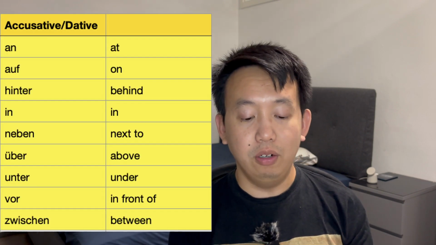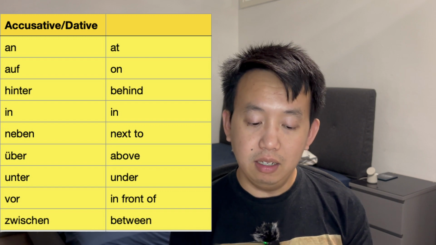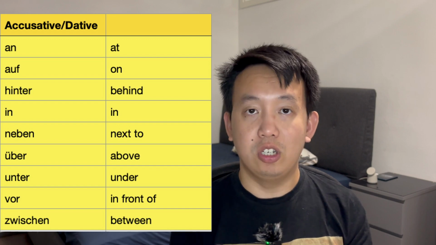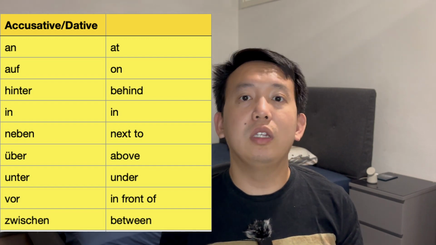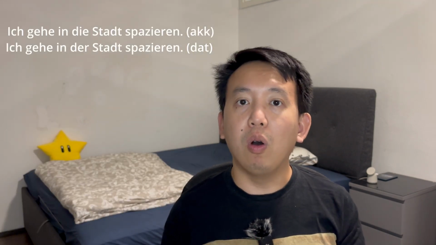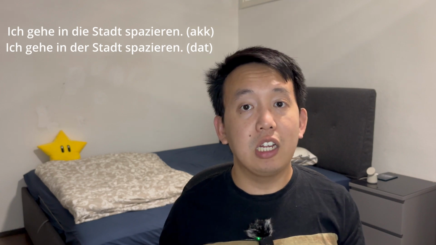And then there are, of course, some prepositions that can work with both accusative or dative depending on the context, depending on the meaning that you want to say in the sentence. And the list is also pretty long. It's all about location or position. They are an, auf, hinter, in, neben, über, unter, vor, zwischen. So for example, you can see the difference between these 2 sentences. Ich gehe in die Stadt spazieren. Or ich gehe in der Stadt spazieren.